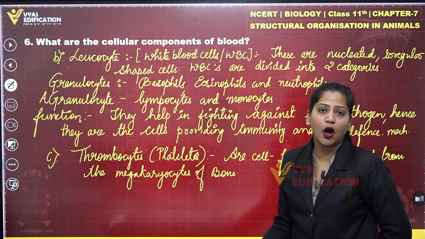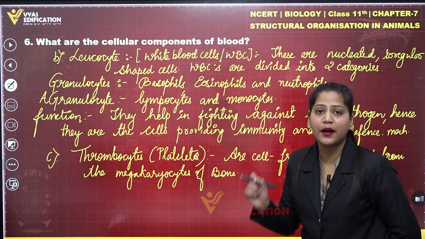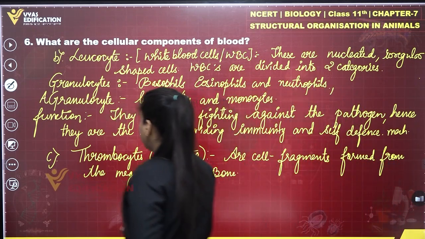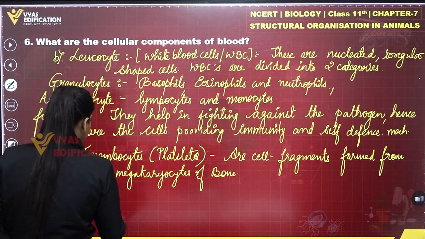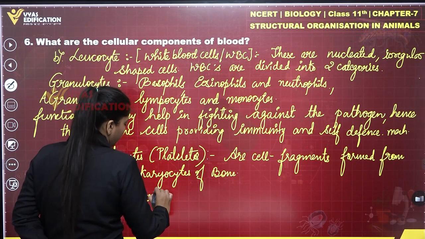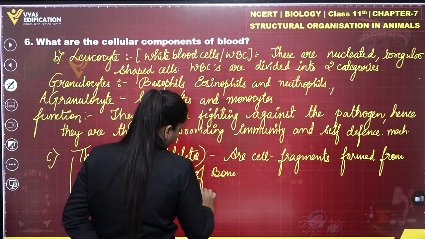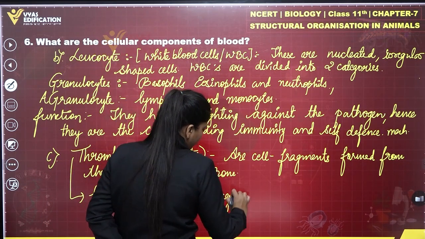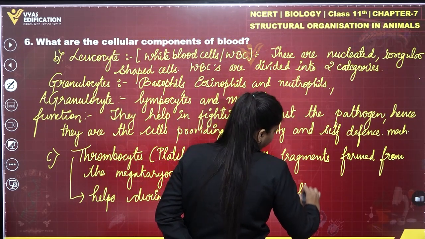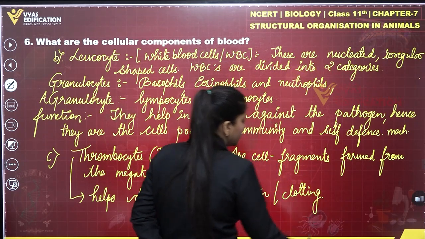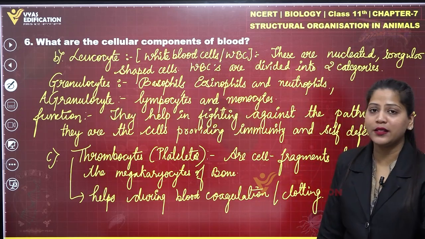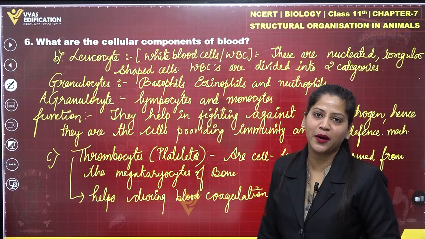And if we talk about the function of thrombocytes or platelets, they help in blood coagulation or clotting, right? So these thrombocytes help during blood coagulation or clotting. So these are the cellular components of blood. Alright, so with all these three components, we have completed question number 6.